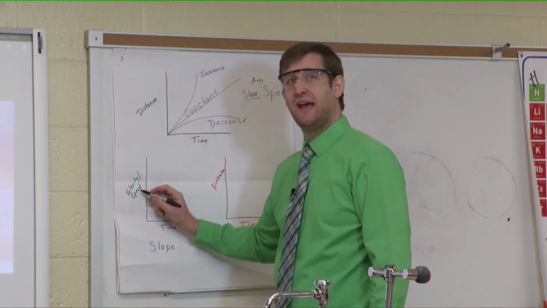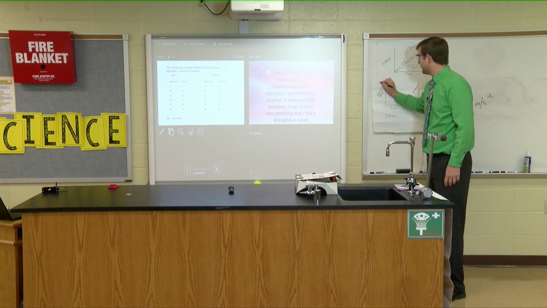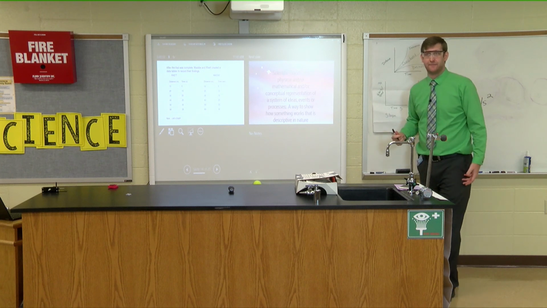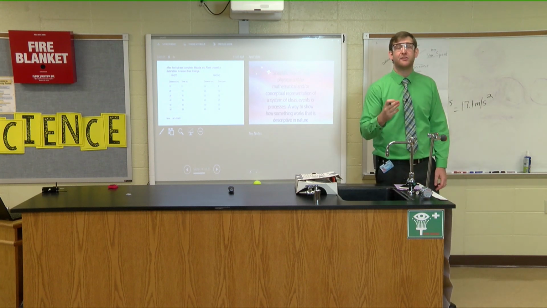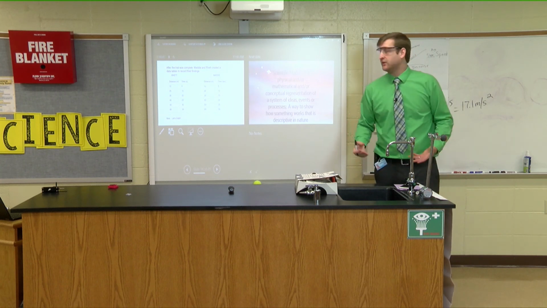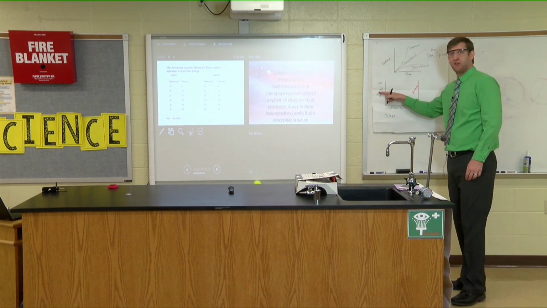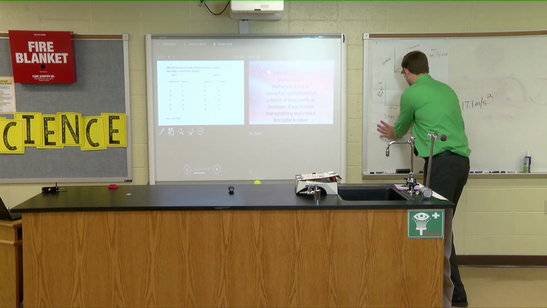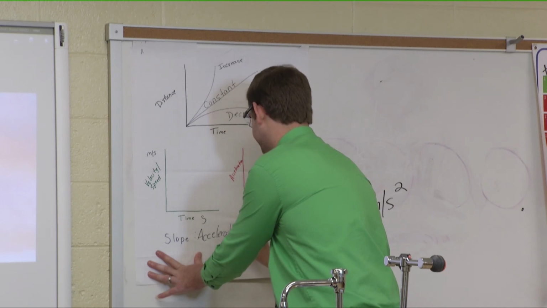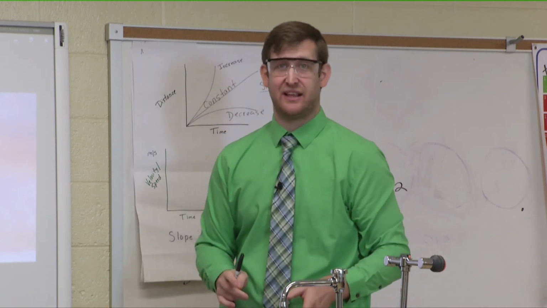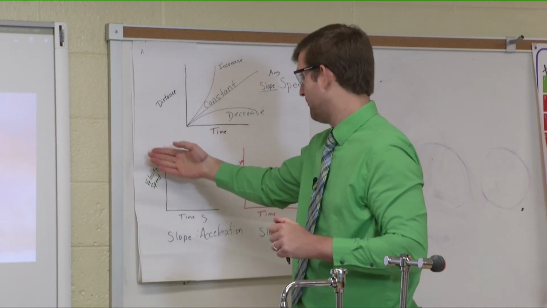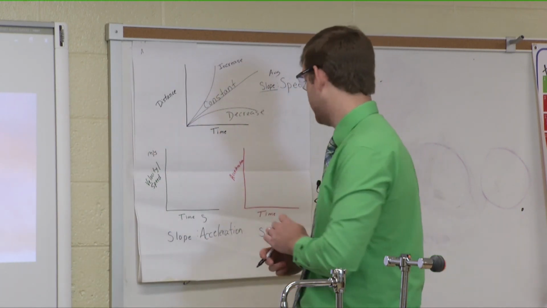So if you take meters per second and then you divide by seconds, remember that gives us meters per second squared. That is your units for acceleration. So the slope of a velocity time graph will give you the average acceleration. Remember the total time versus the overall velocity, okay?